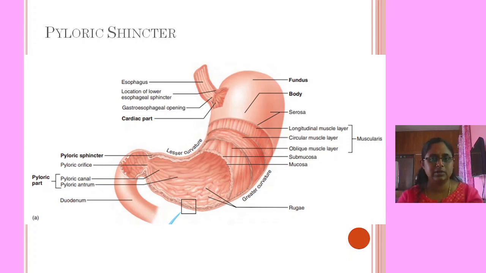So, this is the pyloric part of the stomach. This is the pyloric sphincter. Okay, it forms a curving.